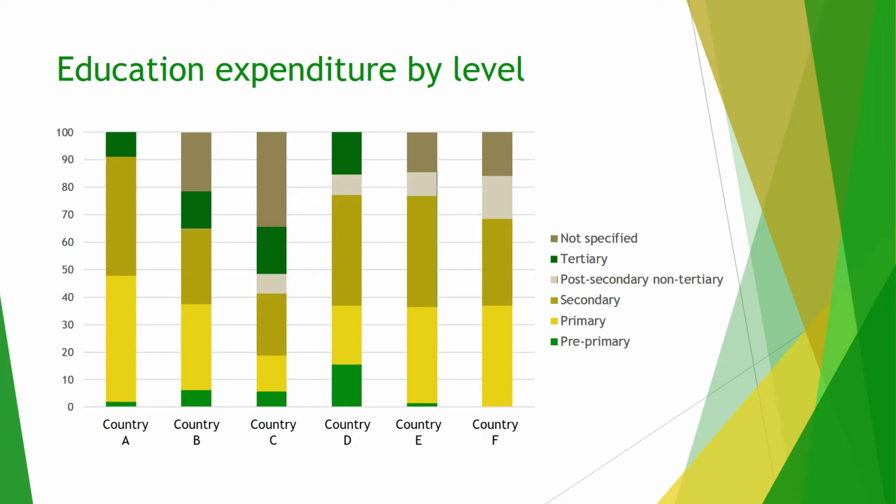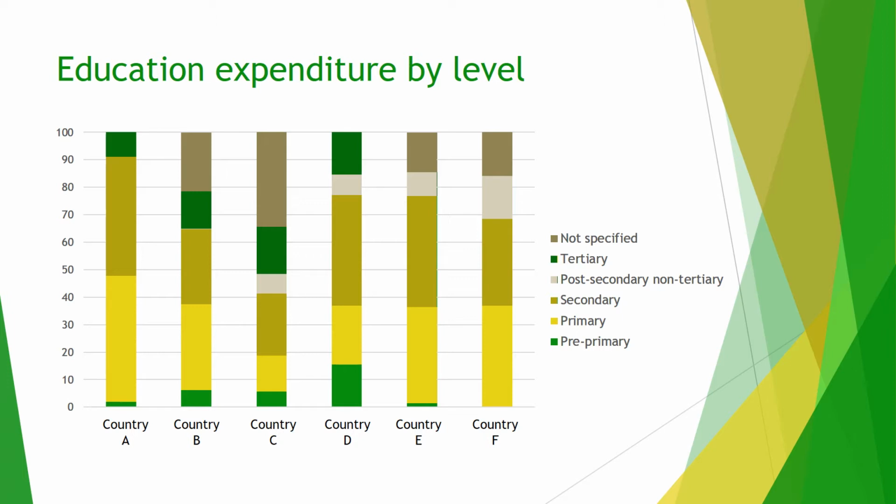We can see here that the green sections at the bottom of the bars are the education expenditure for pre-primary. The yellow sections are primary. The greenish section is secondary. And the grayer section, which appears for countries C, D, E, and F, is for post-secondary non-tertiary education, which are typically vocational training, vocational programs. The darker green towards the top of the bars is for tertiary, higher education.